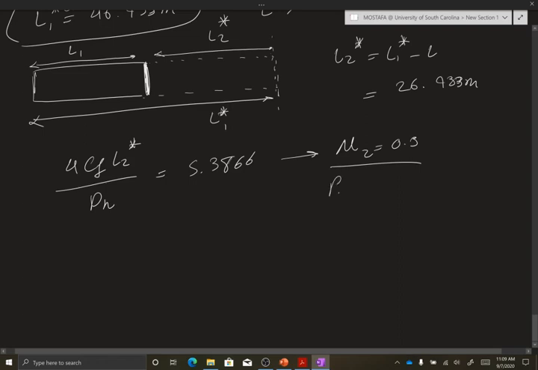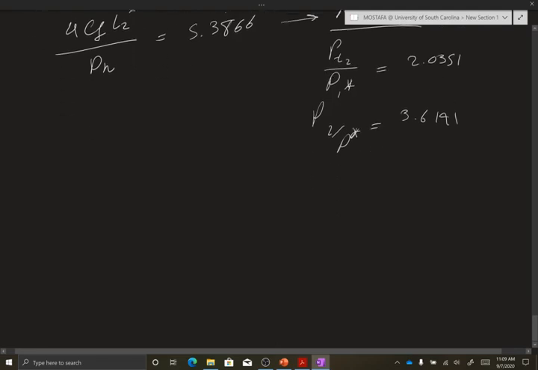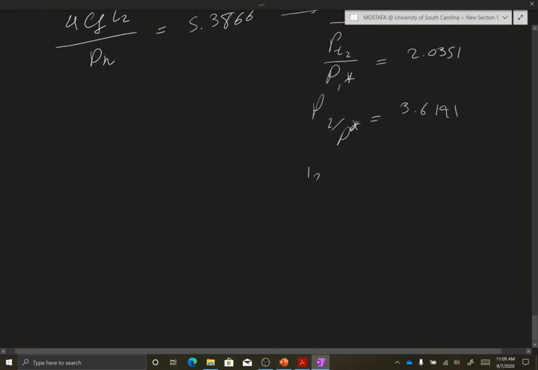Using that, we can find the ratio of the total pressures with the sonic condition, 2.0351. Also the ratio of the static pressure, which is going to be 3.6191, and the ratio of impulse, which is going to be 1.69.